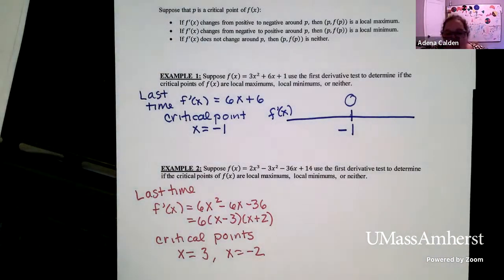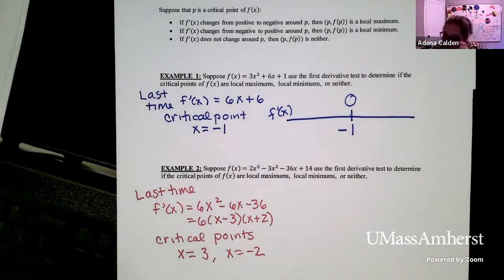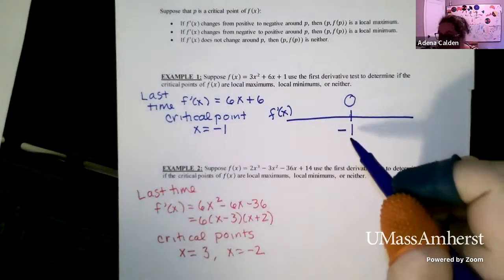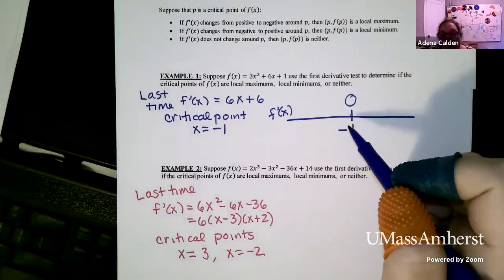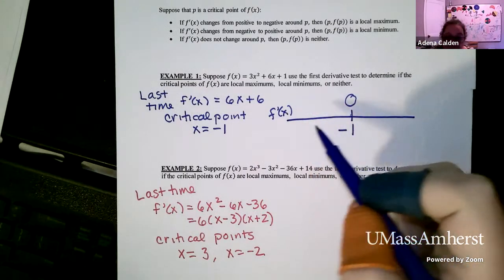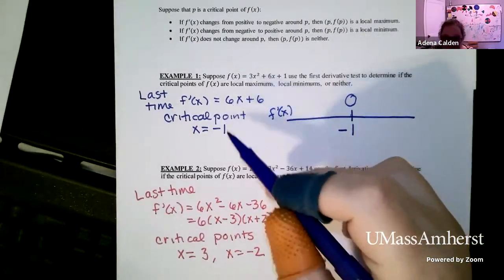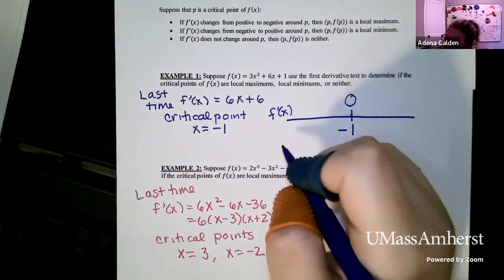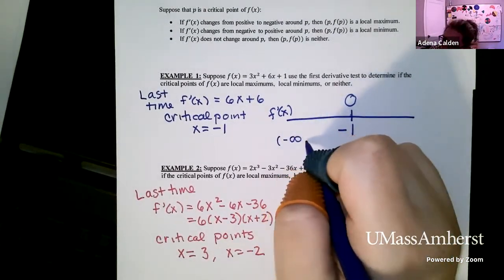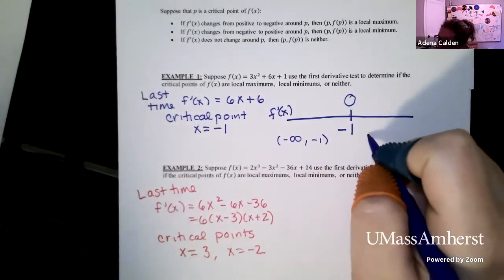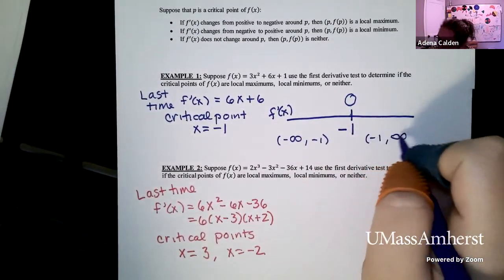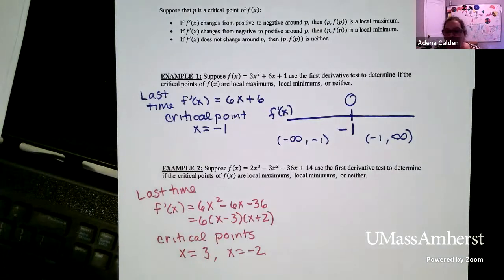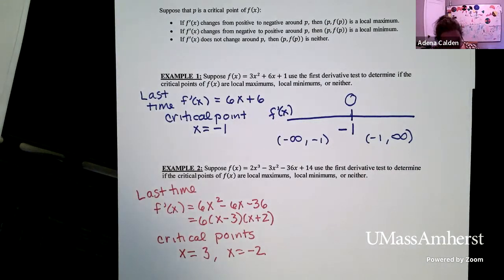So for example 1, we are lining up our number line and putting our critical point right on the number line. We know that the derivative equals 0 at -1. That's what makes it a critical point. Okay, so that creates 2 intervals for us, the interval from -infinity to -1, and the interval from -1 to positive infinity. And so we want to know the sign of the first derivative on these 2 intervals.